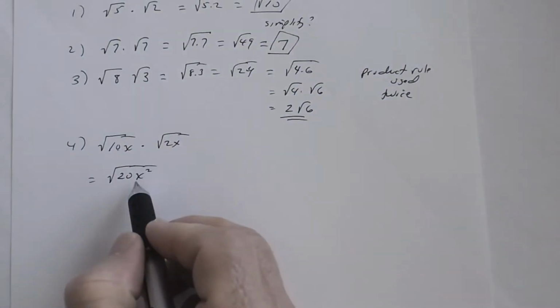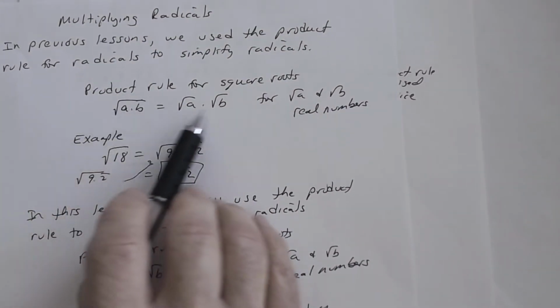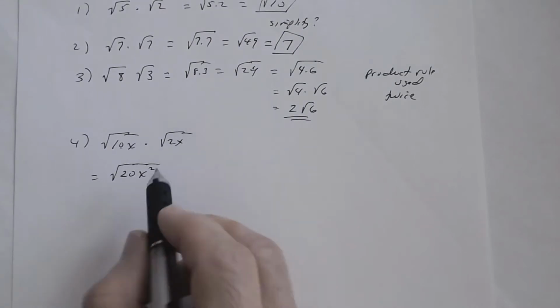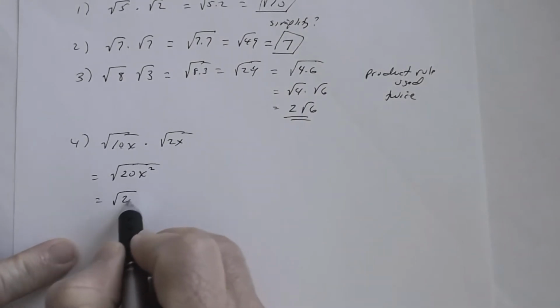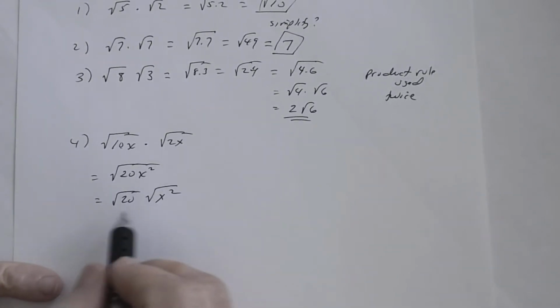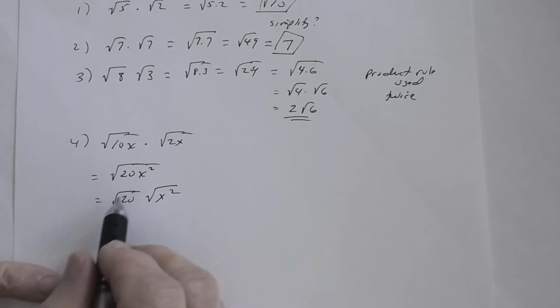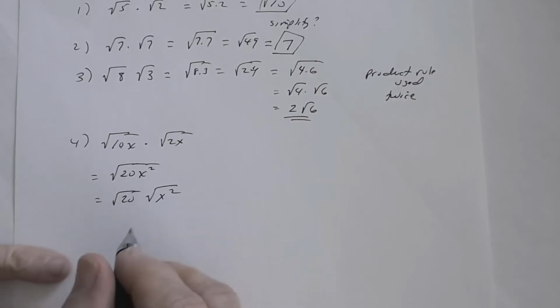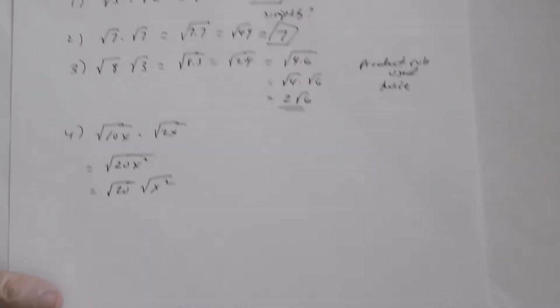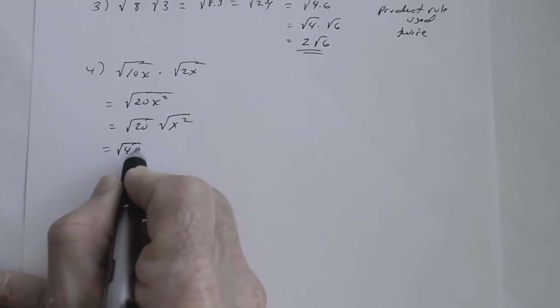Once you get to that point, you have to ask yourself, can this be simplified? That's where we go back to information we've learned in the past. I'm going to rewrite this as the square root of 20 times the square root of x squared. That part should be familiar from previous lessons. I have to see if I can simplify the square root of 20. What's the largest perfect square that goes into 20 besides 1? 4. So I'm going to rewrite this as the square root of 4 times 5.